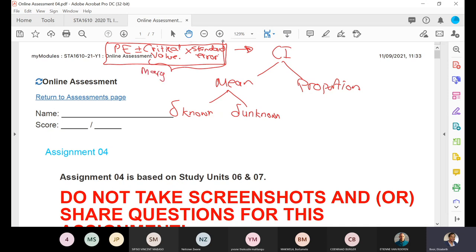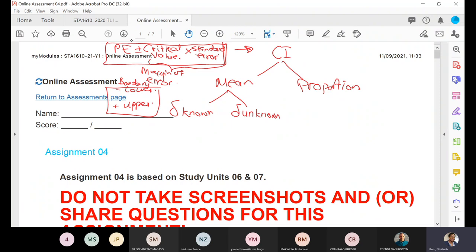However, we also need to remember that the critical value times the standard error will give you what we call the margin of error. Point estimate plus or minus the margin of error will give you the confidence interval. And with confidence interval, it has the lower boundary, which the minus gives you, and the plus gives you the upper boundary. So you also need to remember how you find the boundaries.